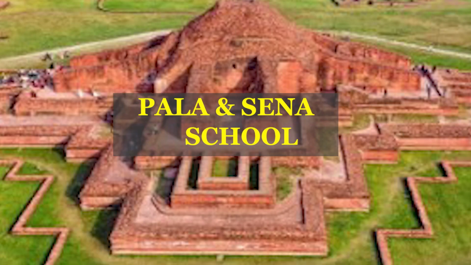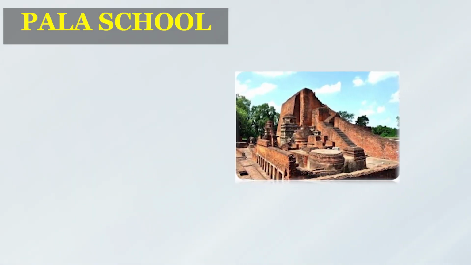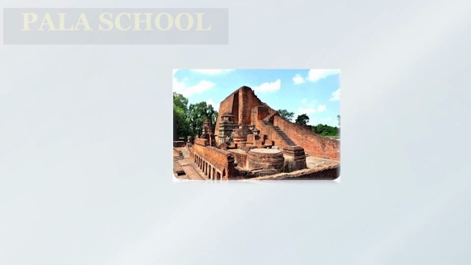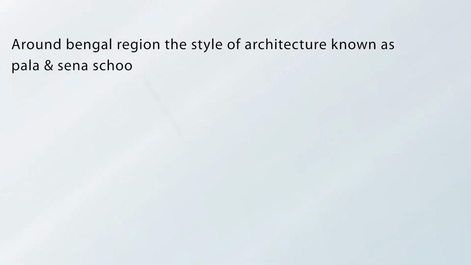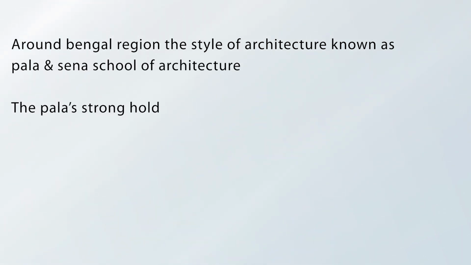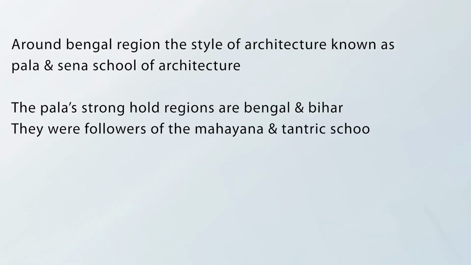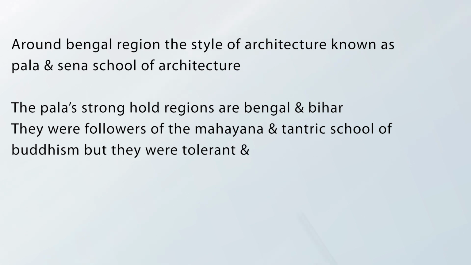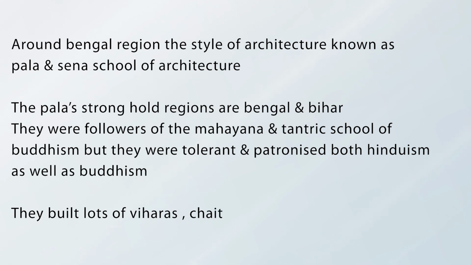Now we move on to the Pala and Sena school of Bengal. First we will see the Pala school. Around the Bengal region, the style of architecture is known as the Pala and Sena school of architecture. Pala rulers ruled from around the 8th century to the 12th century CE in the Bengal region. The Palas' strongholds were Bengal and Bihar. They were followers of the Mahayana and Tantric schools of Buddhism, but they were tolerant and patronized both Hinduism as well as Buddhism. The Palas built lots of viharas, chaityas and stupas around Bengal and Bihar. Bengal means West Bengal as well as Bangladesh.